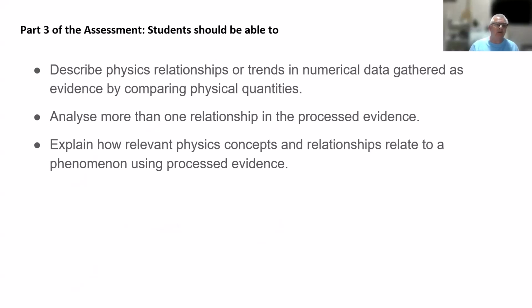I know that if I was representing the NZQA here, which I'm not, but if I was, I'd be arguing that those first 2 steps are kind of like leading up to achieve, and you can't really get much above achieve without this last bit in detail. But the last bit, they've got to describe physics relationships or trends gathered as evidence, and that could be a formula. It could be just as this goes up, this goes down. They've got to analyze more than one relationship, and that probably, again, could be a formula.